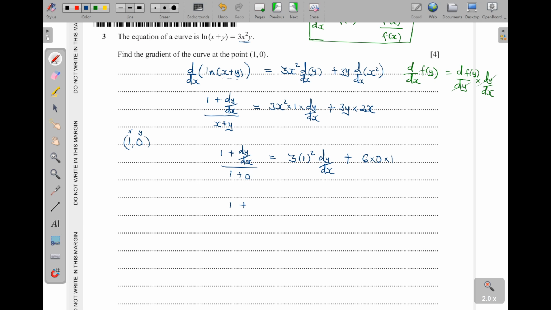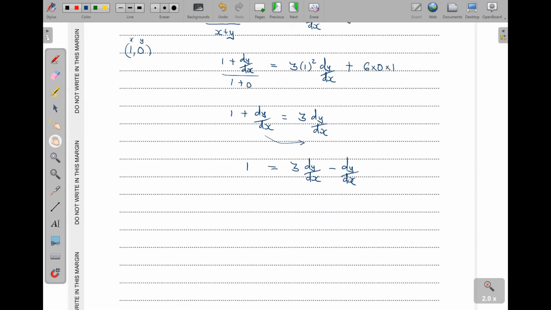We have 1 plus dy/dx is equal to 3 dy/dx. So I can take this one this side, and I say 1 is equal to 3 dy/dx minus dy/dx. Automatically you're going to get 2, so we shall get a 2 here of dy/dx. Therefore, your dy/dx is now going to be 1 over 2. So the gradient of this curve at that point is a half.